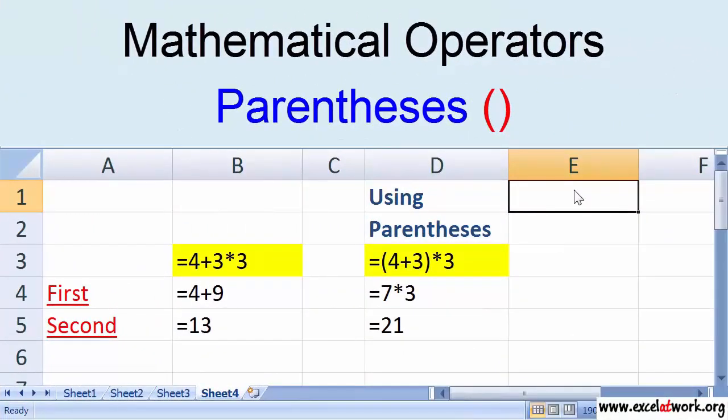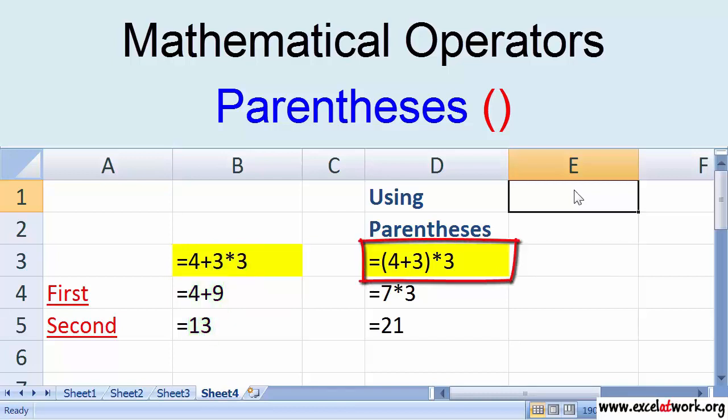Now, let's see what happens when a formula includes parentheses. Parentheses are used to change the order of the calculation in a formula. Let's see how this works with the two formulas in the yellow cells. In the first formula, the multiplication has precedence over the addition. So, Excel calculates 3 times 3, which is 9, and then calculates 4 plus 9, which is 13.